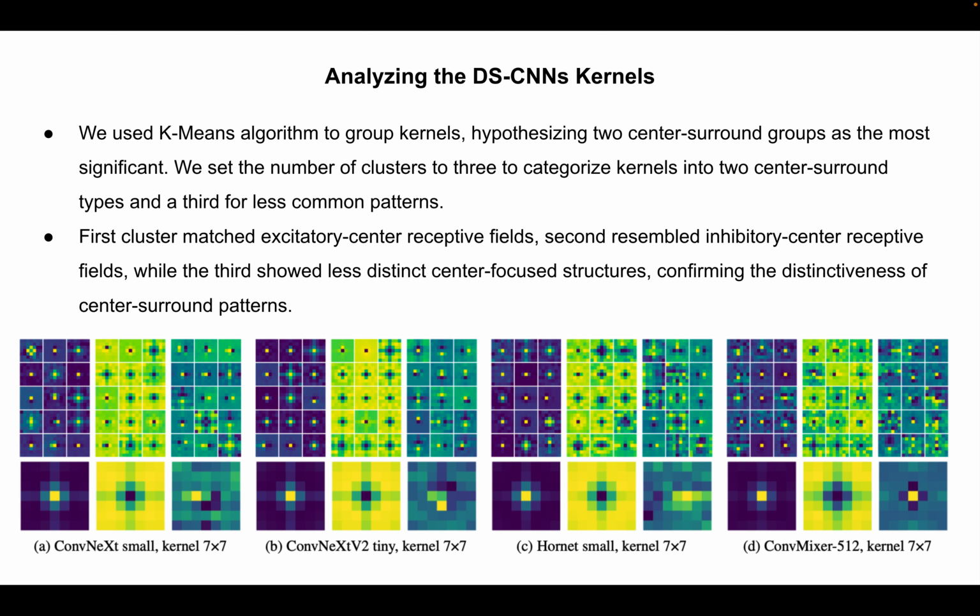To validate our observation of center surround structures in most kernels, we use the k-means clustering algorithm. We categorize the kernels into three clusters, one each for excitatory and inhibitory centers, and the third for other patterns. This slide displays random samples from each cluster alongside the cluster's average kernel at the bottom. Notably, the first two clusters align with the excitatory and inhibitory centers, whereas the third cluster, representing diverse patterns, results in a more cluttered average representation.